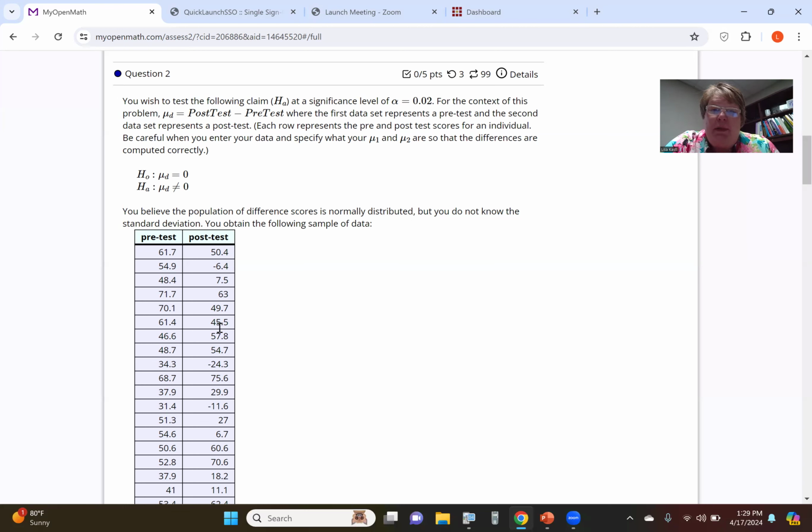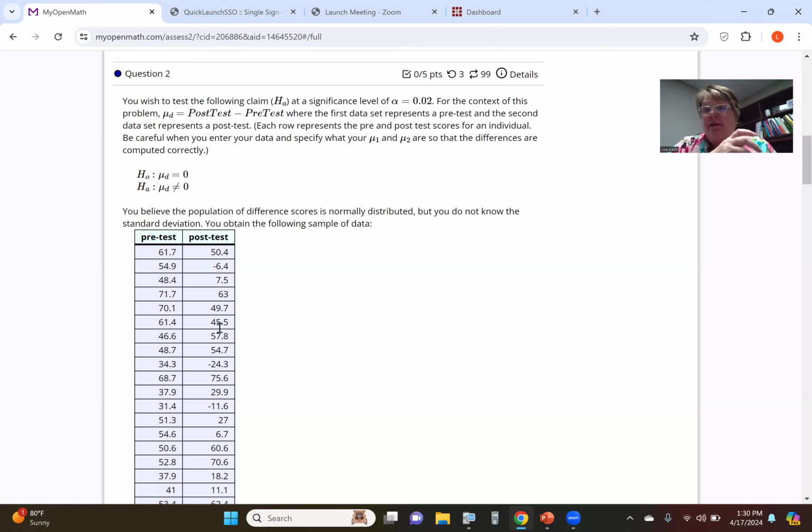Each row represents the pre and post-test scores for an individual. So these are matched pairs. Be careful when you enter your data and specify what your mu1 and mu2 are so that the difference is computed correctly. So in other words, we want to make sure we get that post minus pre. So first of all, let's look at the null and alternative hypothesis.